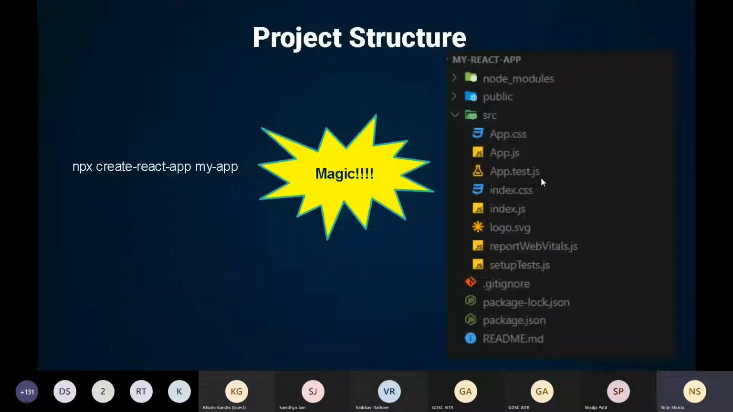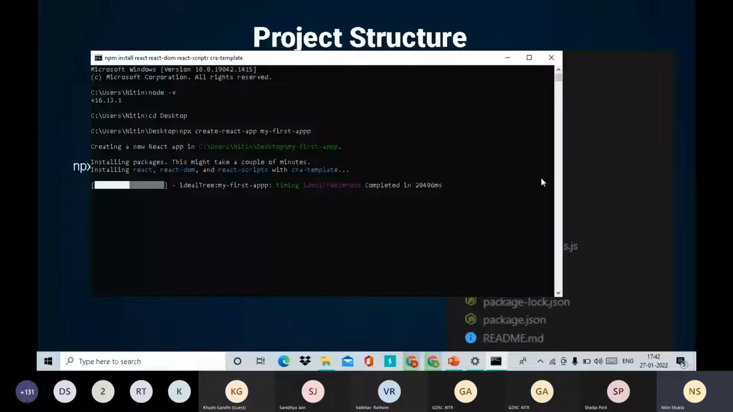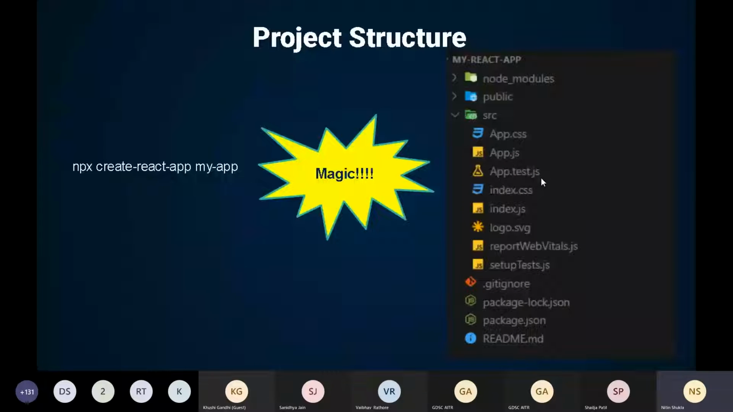So with the help of this command, in the public folder there are two files. The first file is index.html, and the second file is style.css. The next folder you can see is the src folder, and inside the src folder there are many files, like app.css, app.js, index.js, and different files.